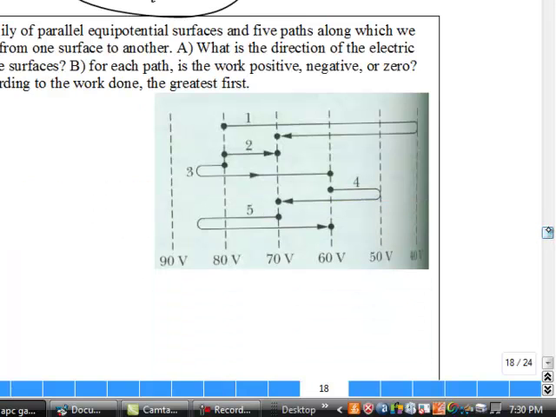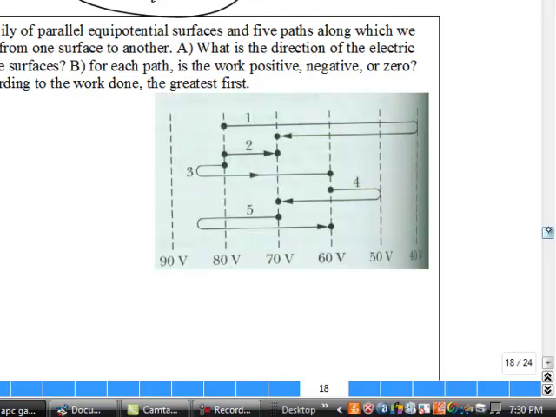The figure shows a family of parallel equipotential surfaces and 5 paths along which an electron moves from one surface to the other. What is the direction of the electric field associated with the surface? For each of the paths, is the work positive, negative, or 0? And rank the paths according to the work done.